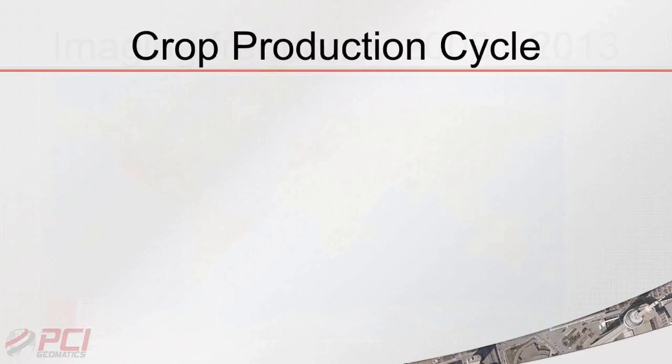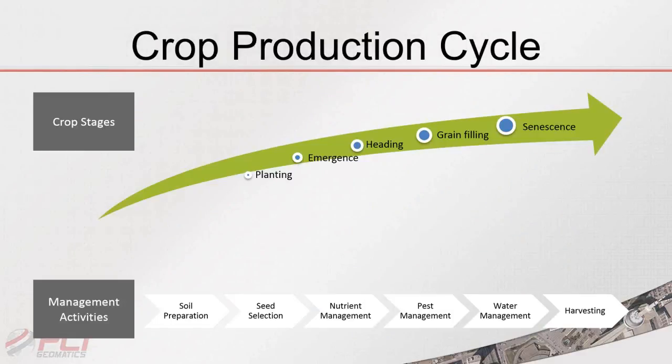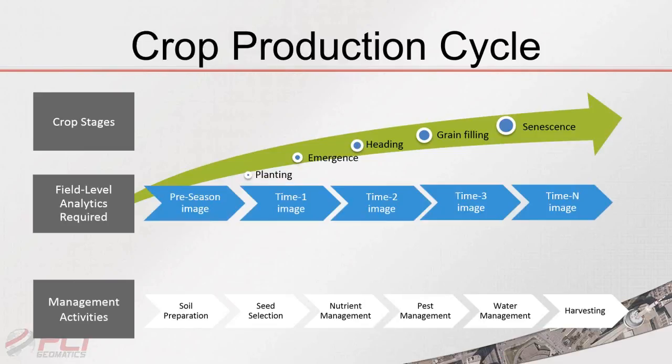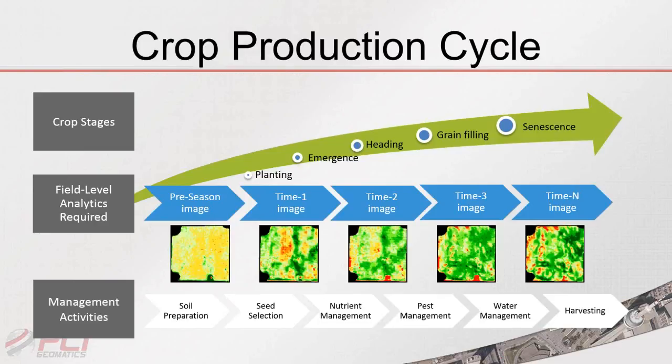So when you look at the crop production cycle, we believe it's very important to have consistent in-season imagery. It's to make sure that we're gaining imagery throughout the planting season, emergence, heading, the maturity of the plant, and senescence. And as you click through, in the off-season you see pre-season imagery that's used for soil preparation, early season for seed selection, nutrient management, pest management, water management, and harvesting. These are all use cases that our imagery is used for on the multi-temporal aspects.